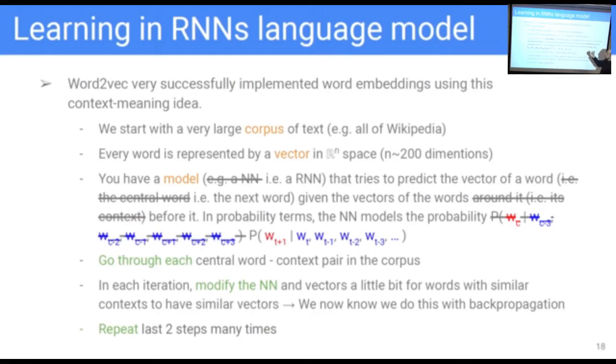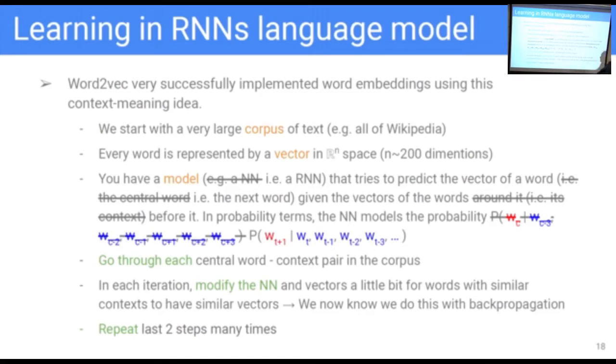So you have a model which is not a feed-forward neural network anymore, it is a recursive one, so that's a small change from what we were doing before, and it tries to predict the vector of the next word, given all the words that are not really around it, but rather before, so that's another small change. And then the probability that we are trying to approximate is that one, which I was already talking about before. The way to train it is exactly the same as before.